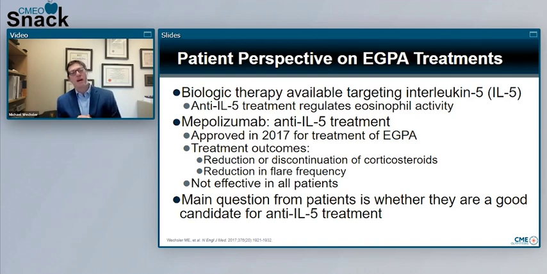Mepolizumab is a monoclonal antibody that targets interleukin-5. It was approved in 2017 for the treatment of EGPA after it demonstrated significant efficacy in terms of reducing corticosteroid dosing, reducing relapses, and getting a subset of patients into remission. Now, it's not effective in all patients, not all drugs are, but really it's been a real game changer from my perspective in terms of management of EGPA.